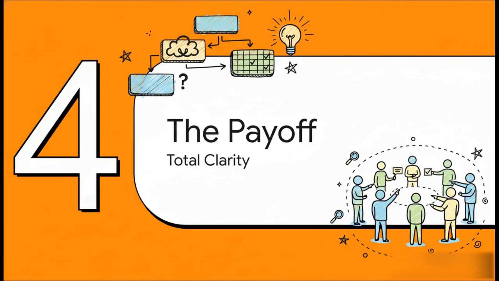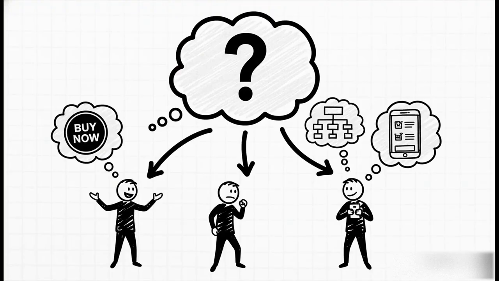So you might be wondering, why go through all this trouble of writing a little story? What's the big deal? Well, the payoff is huge, and it all comes down to one simple, powerful word: clarity. So many projects start with a requirement like this. It's high level, it's super vague. Helps customers order. What does that actually mean?